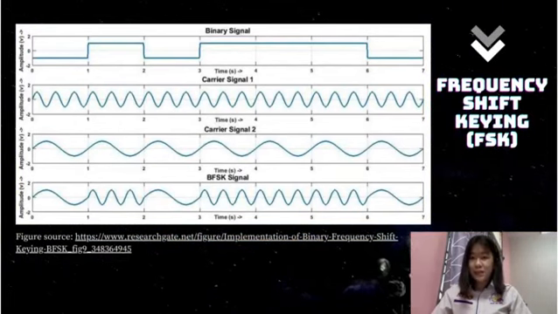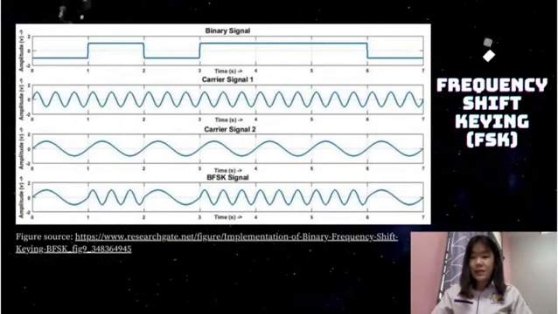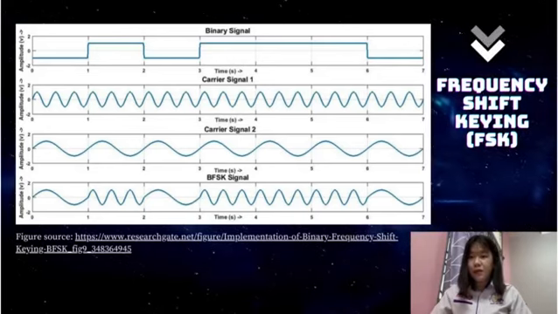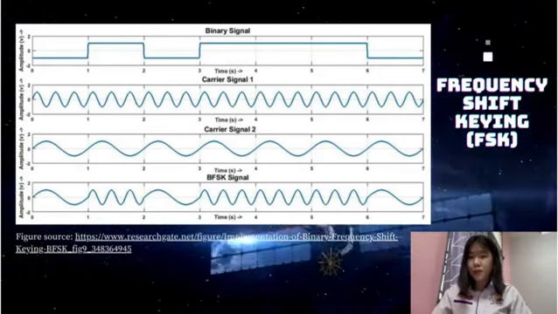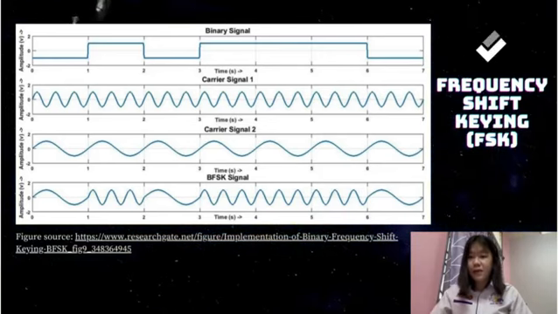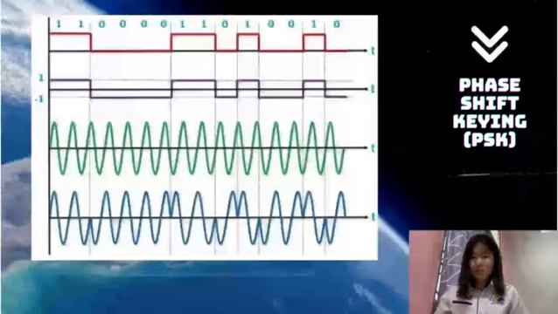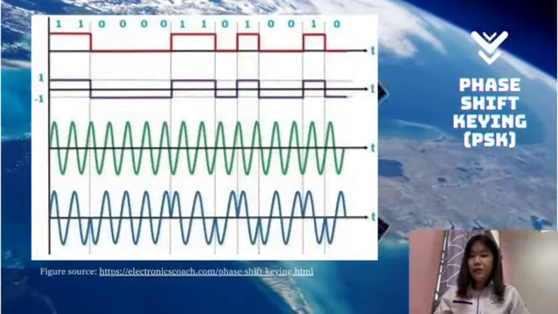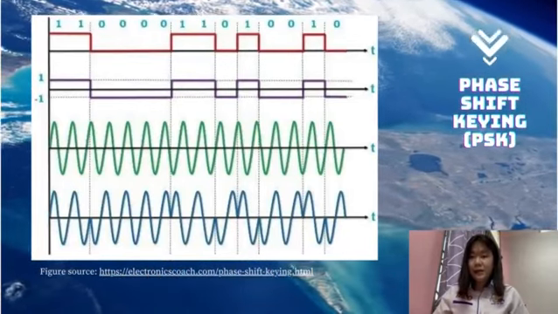So we analyze this graph. Firstly, the signal is at logic 0. Therefore, the output signal will follow the pattern of this carrier signal too. And when the input signal is at logic 1, the output signal will follow the pattern of carrier signal 1. For PSK, from transition of 1 to 0, there will be a phase reversal of 180 degrees.